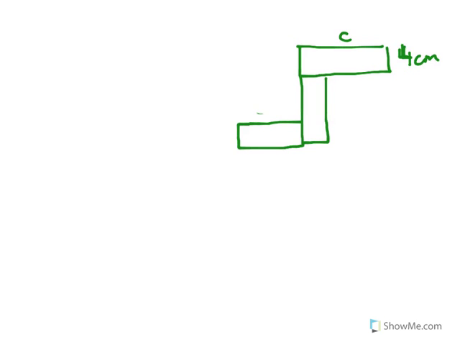Well, to do that, we need to look at how many 4 centimeter sides we have. Well, we have one here, 4. We have one here, one here. So we have 4 lots of 4 centimeters. That's the first part of our perimeter.